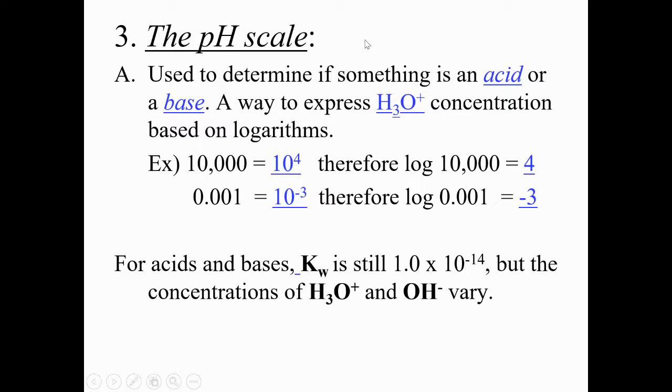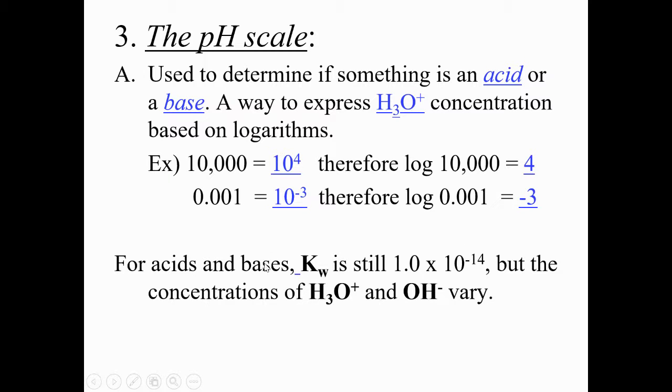The pH scale is a way to express how basic or acidic something is, and it's based on the log of the H3O concentration. So we need to review what logs are for a minute. If we take the number 10,000 and write it in scientific notation, it's 10 to the 4th. That 4, the exponent, becomes the log. The log of 10,000 is 4. If we write 0.001 in scientific notation, it's 10 to the minus 3rd. That minus 3 is the log of 0.001.